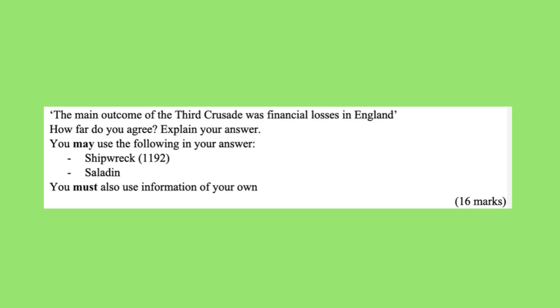As we said earlier, it's important that you first identify the second order historical concept that they're looking for in this question. So here it will be significance. The statement argues that the most significant outcome of the Third Crusade was financial losses. So really you're thinking about how significant financial losses were. Are there any other factors that were more significant or less significant that you could use to support your argument? But overall thinking, was financial loss the most significant outcome?